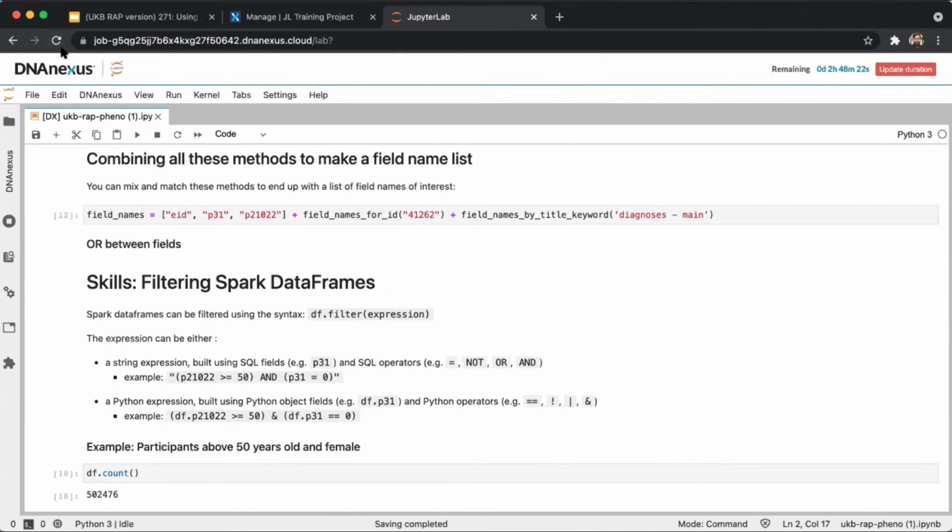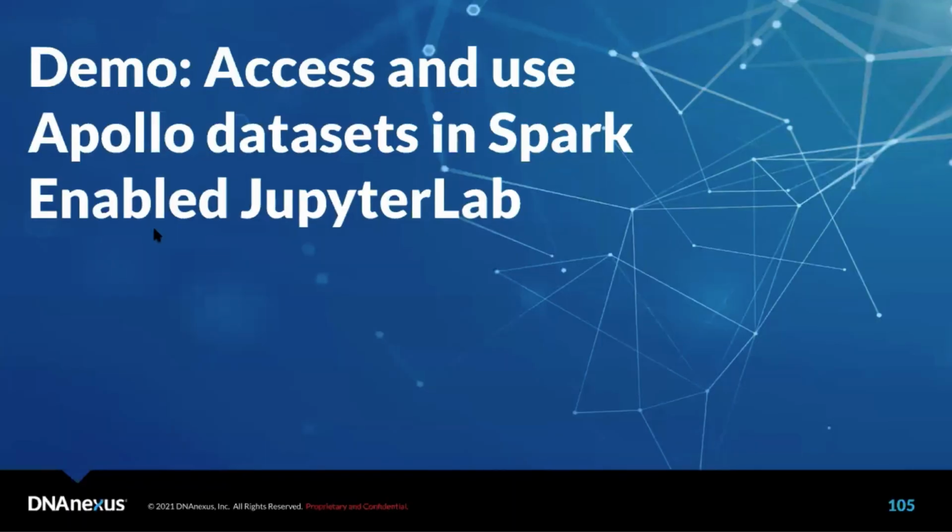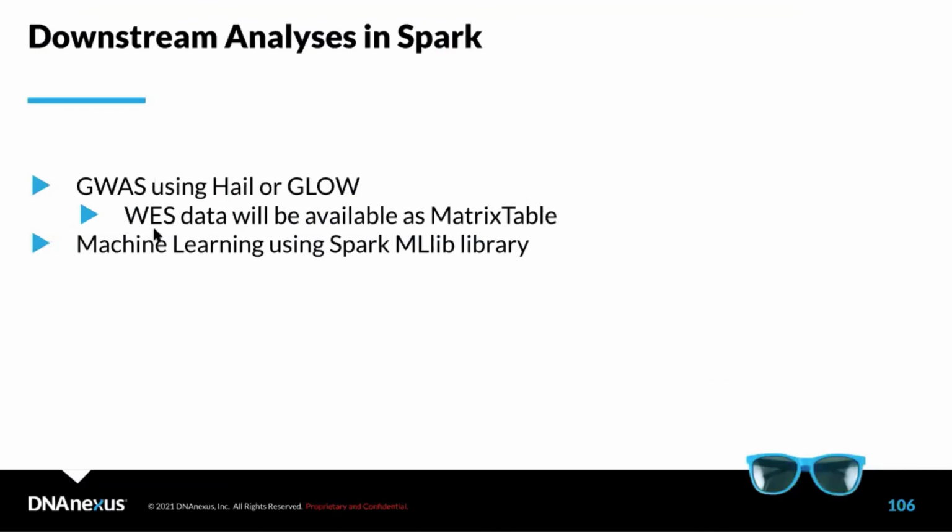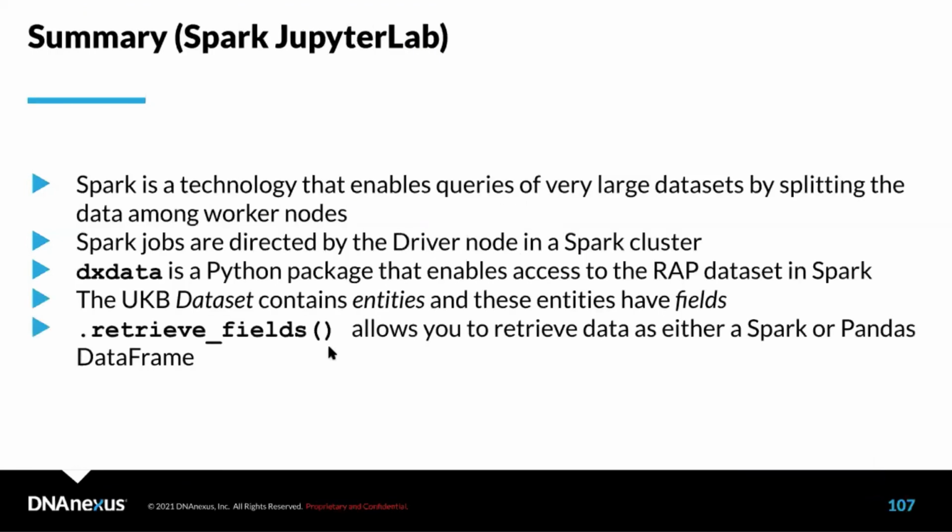So let's wrap things up, and there'll be 5 minutes for questions. Let's talk about downstream analyses that you can do with Spark once you've created your Spark data frame. You can start doing things like GWAS using Hail or Glow. Again, these are Spark-enabled libraries. And the whole exome data is going to be available as a matrix table, hopefully soon. It's in the pipeline. You can also do machine learning using Spark MLlib.